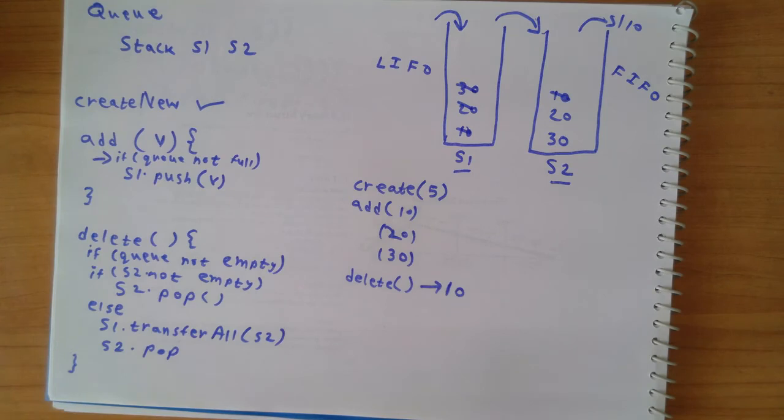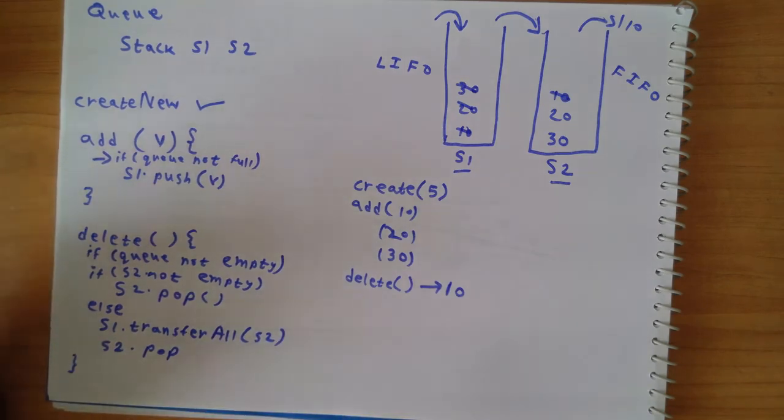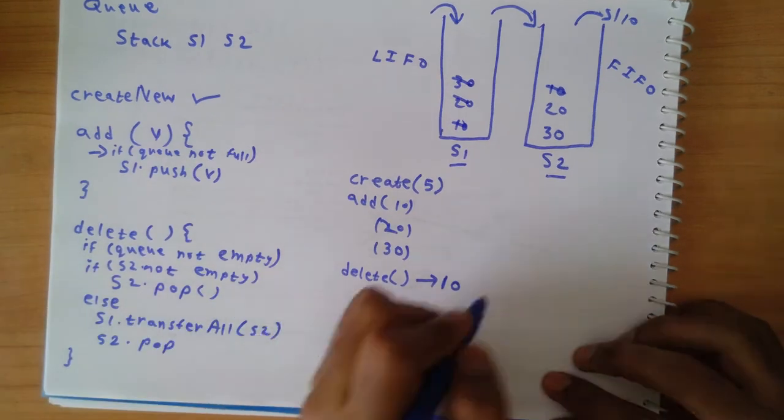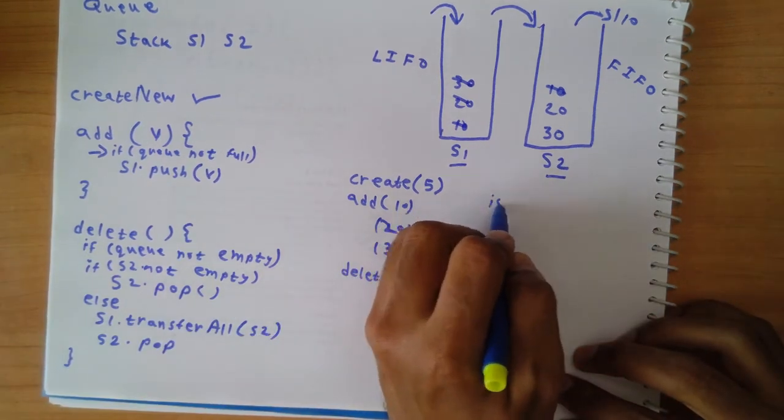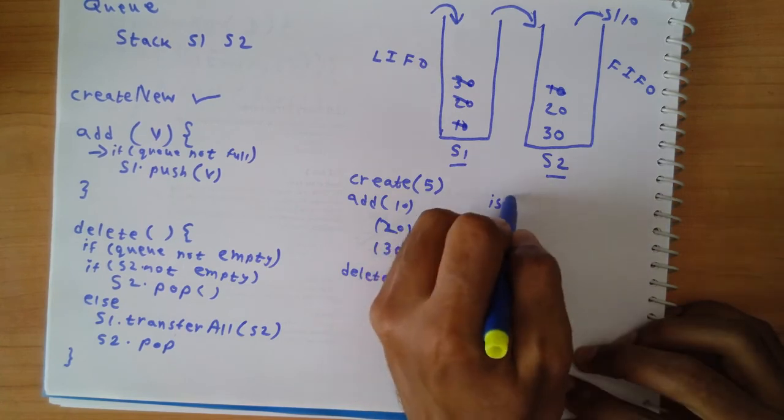And our add operation will be the same as what we have written. The only things that we have to write now are is full and is empty. So let's write our is full operation.